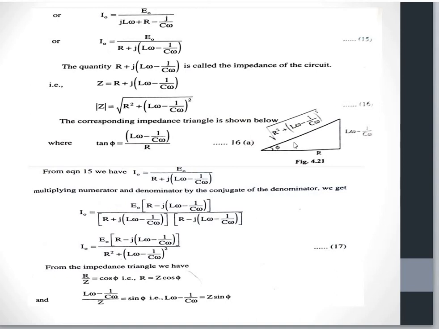So from this expression we get this triangle. R by Z, where R is this, R by Z is cos phi. And L omega minus 1 by C omega by Z, where this is Z, the total impedance of the circuit, is given by sin phi. So L omega minus 1 by C omega by Z is sin phi. So L omega minus 1 by C omega is equal to Z sin phi.